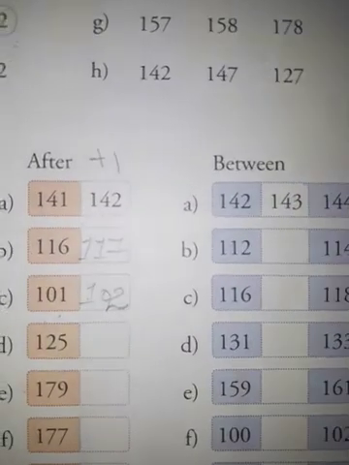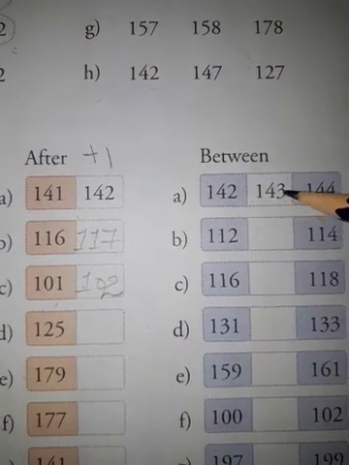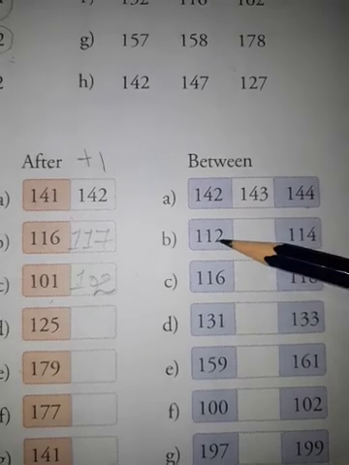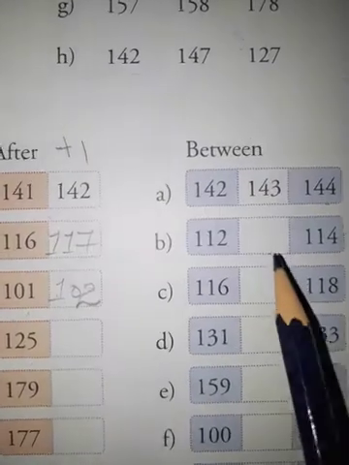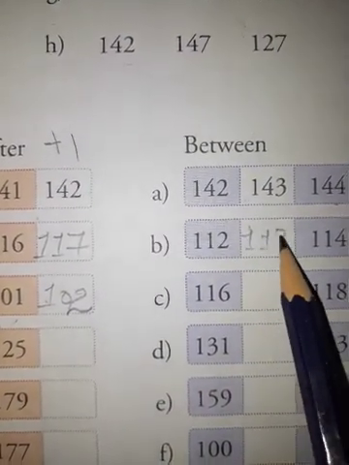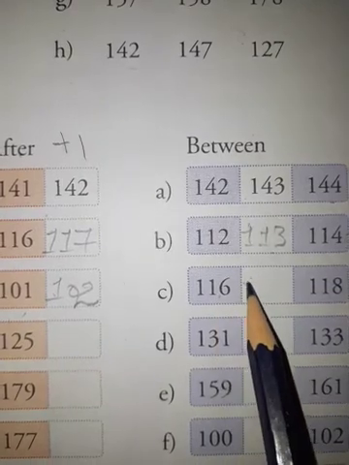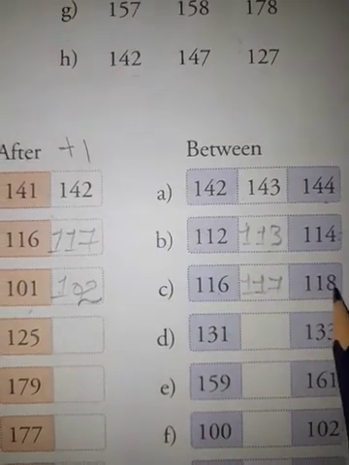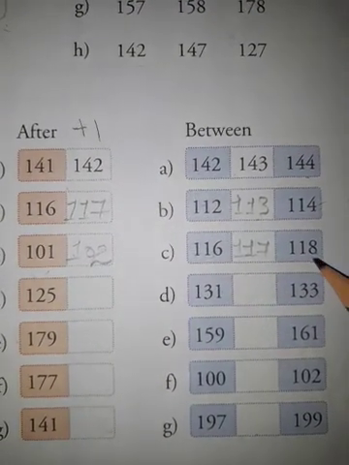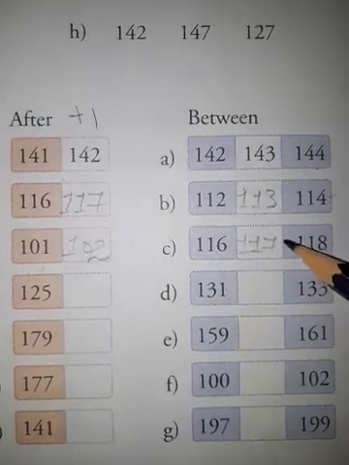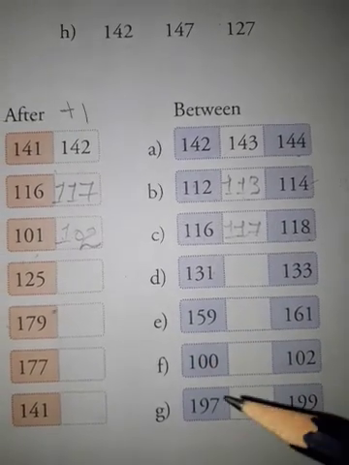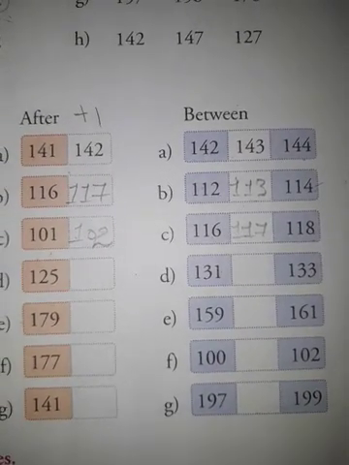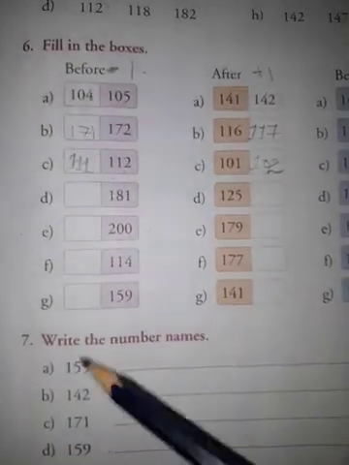Okay. Next is between 142, 143 and 144. You can remember the counting. 112, after 112, 113, 116, 117 and 118. It's clear to all of you? So 116, 117 and 118. It's clear to all of you? A, B, C, D, A, B, C done for you, and D, E, F, G, H, do practice with them and complete it. Question number 7.